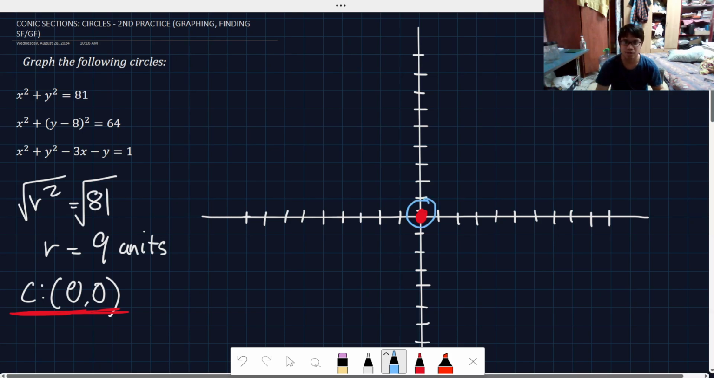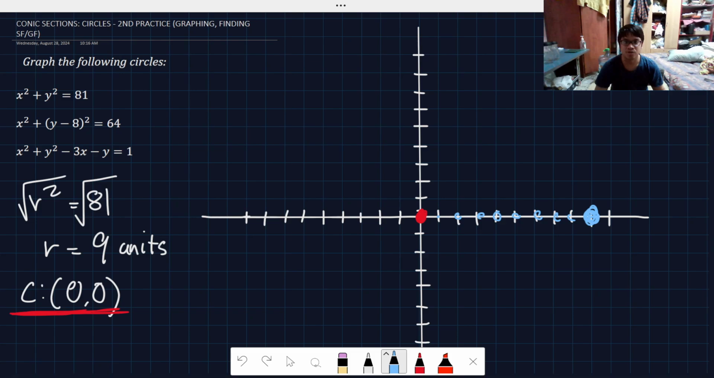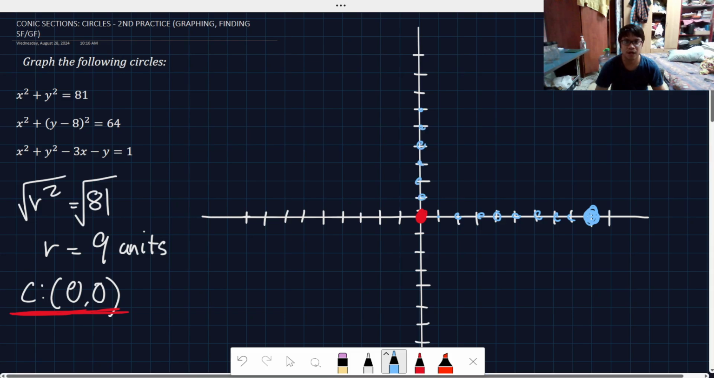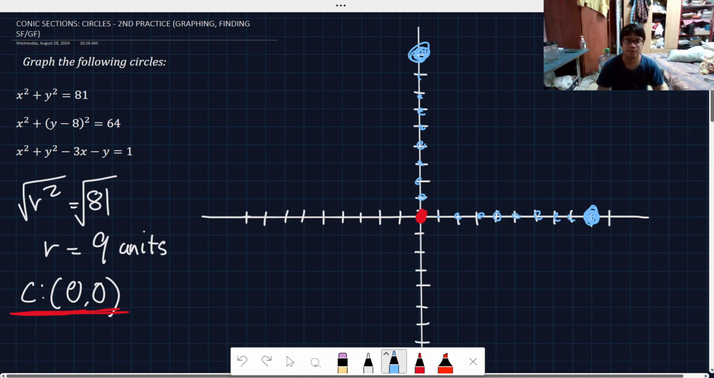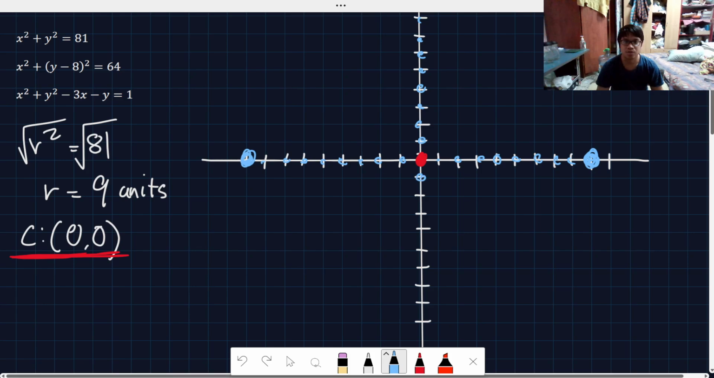So start from the center: 0, 1, 2, 3, 4, 5, 6, 7, 8, 9. Here, that's it. Now we go back to the center and draw 9 units upward: 0, 1, 2, 3, 4, 5, 6, 7, 8, 9. Now go back to the center and go to the left: 1, 2, 3, 4, 5, 6, 7, 8, 9. And lastly, let's go back to the center and go downwards 9 units: 0, 1, 2, 3, 4, 5, 6, 7, 8, 9 here.